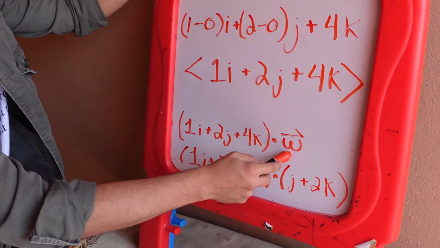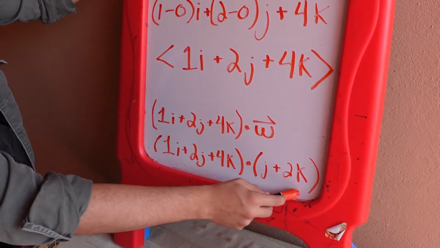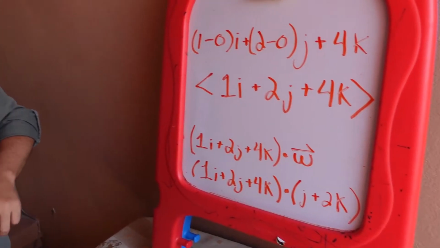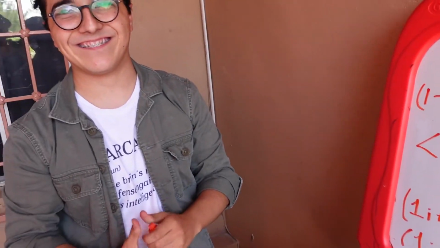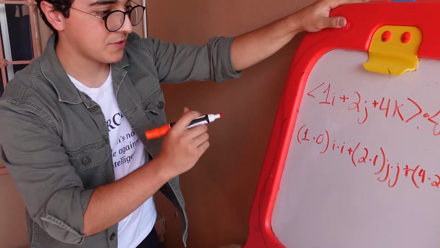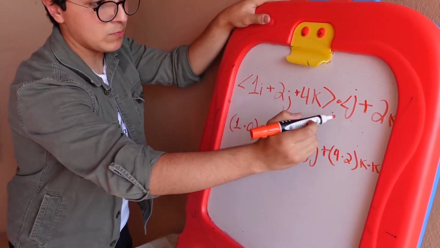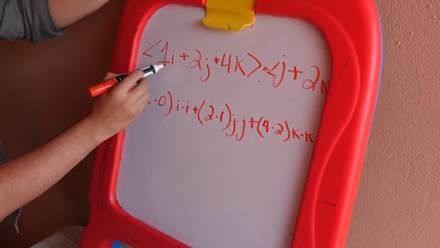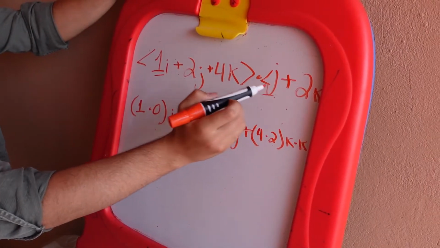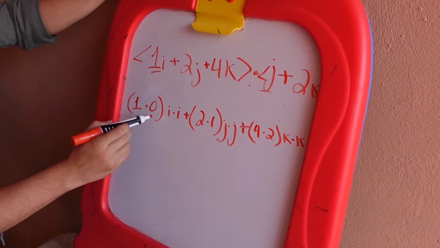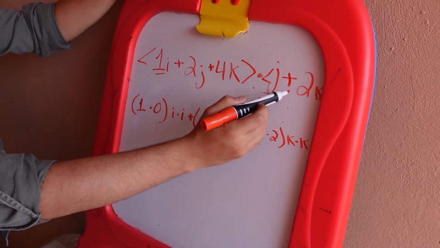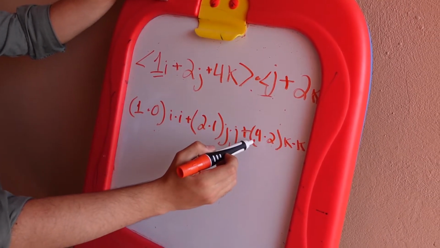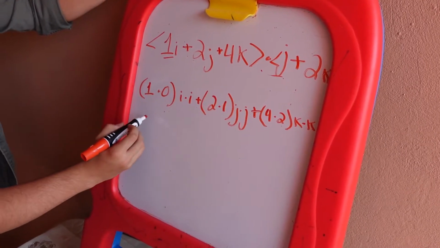So we solve the operations individually and we get this new vector, which we're going to multiply times vector w, which is this one, in order to get the scalar value of the volume of the parallelepiped. So we continue with this dot product, and we multiply i's times i's, which in this case is 0, and j's times j's, which is 2 times 1, and then k's times k's, which is 4 times 2.